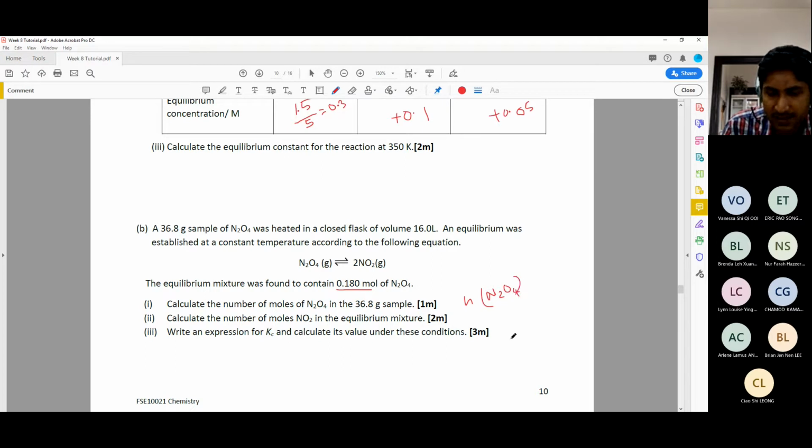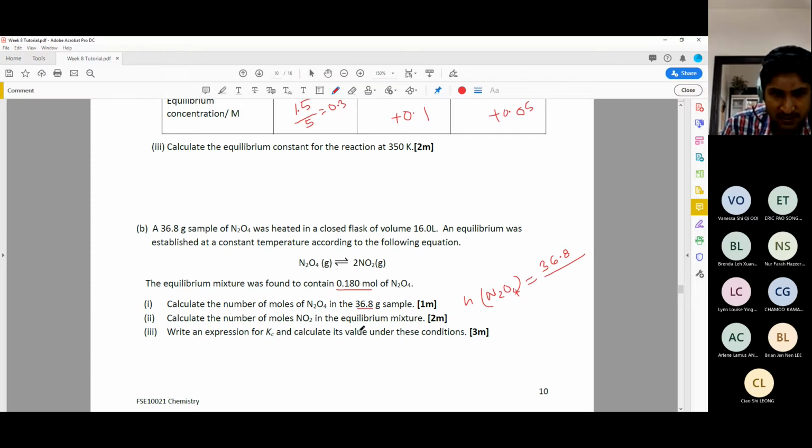Number of moles of dinitrogen tetroxide. What will be the number of moles of dinitrogen tetroxide? How do we find it? It is 36.8 gram. Just recall the week 1, week 2 things. How do we find the number of moles?